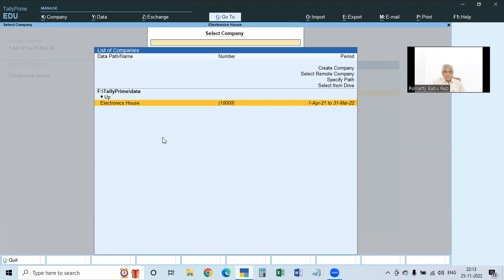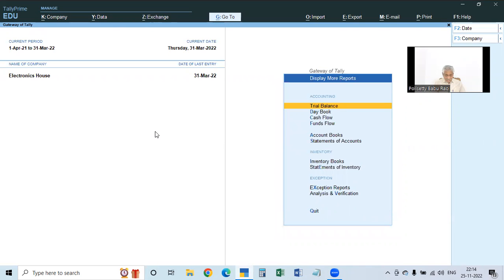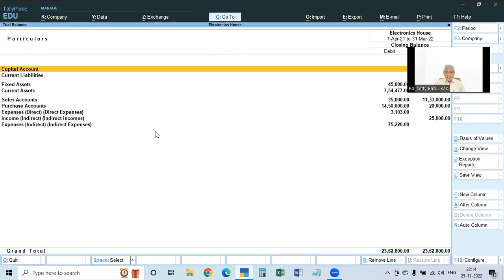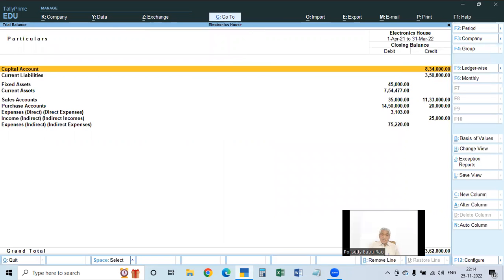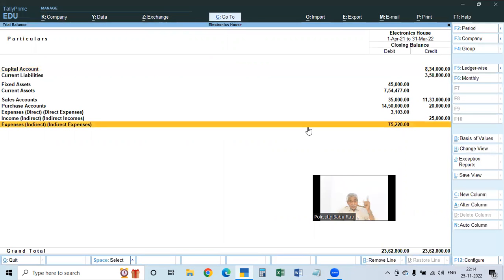Now we'll go to our Tally. In the beginning, we saw the trial balance. How do we do it? Display, D, and trial balance, T. If you give that, we get the trial balance. We recorded the transactions from 1st October, but from 1st April to 30th September, transactions were already recorded and the balances were taken by us. We took the balances and after that we recorded. So these amounts include the total amount from April. That's why it is from April.